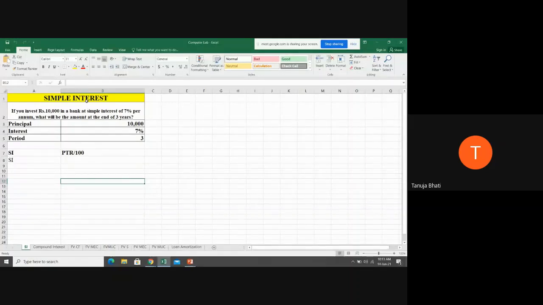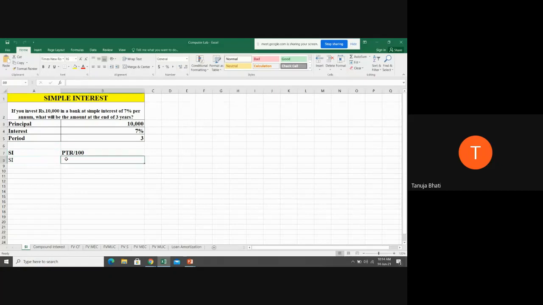So first is simple interest. Suppose I am taking similar sums. If you invest 10,000 in a bank at a simple interest of 7% per annum, what will be the amount at the end of 3 years? Here the principal amount is 10,000, the interest is 7%, and the period given is 3 years. We know the formula for simple interest is PTR divided by 100.